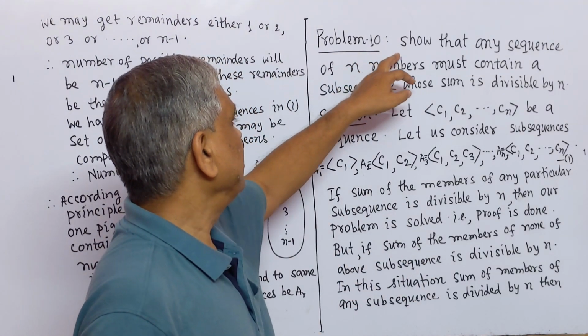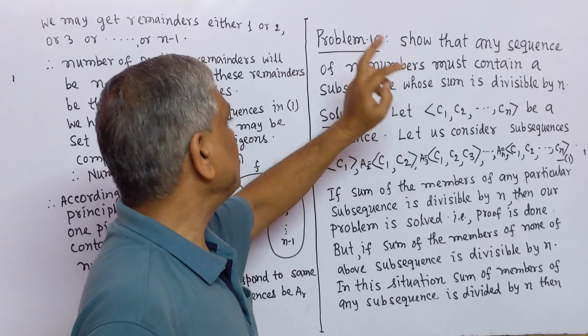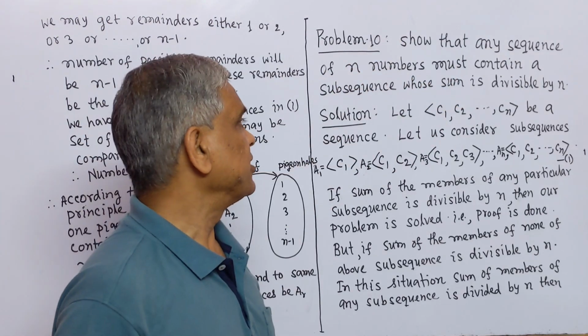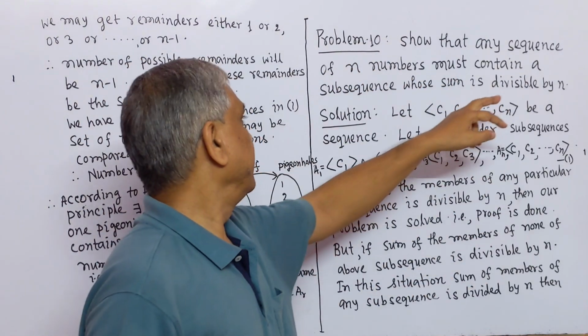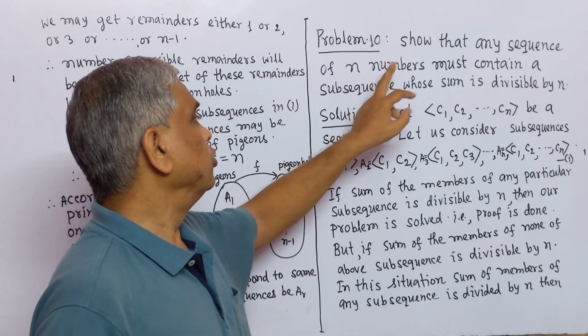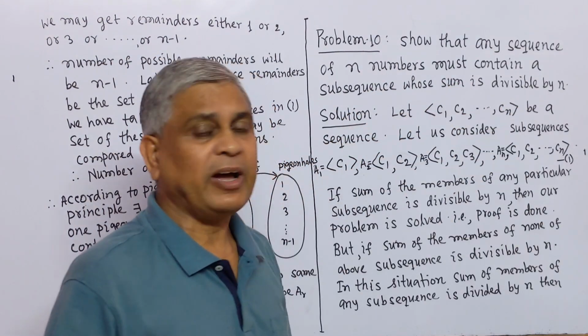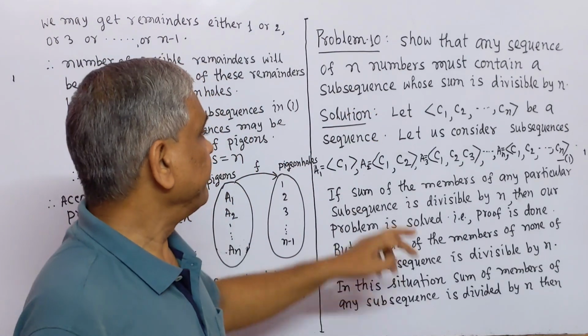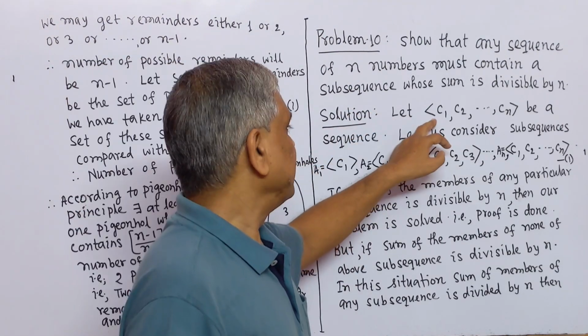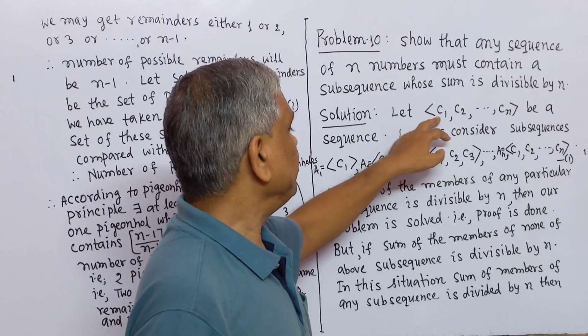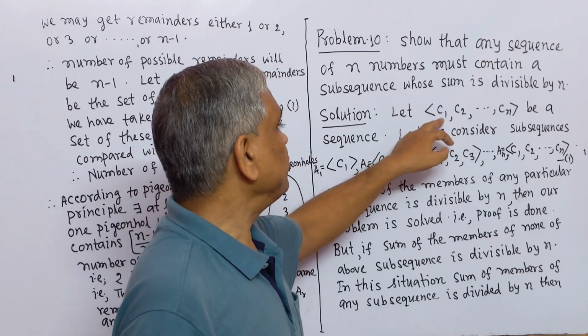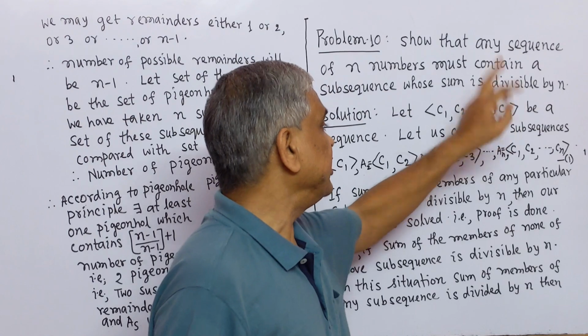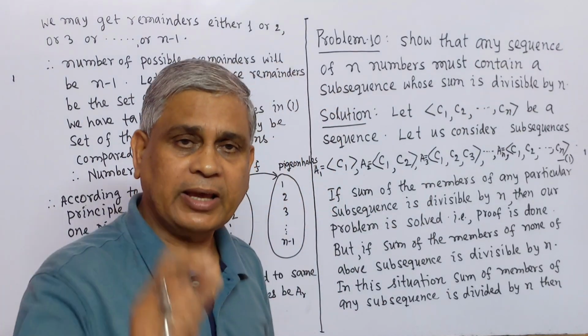Now we solve the next problem. The problem is to show that any sequence of n numbers must contain a subsequence whose sum is divisible by n. Now we solve this. Let this be a sequence containing elements c1, c2, ..., cn. The number of elements is n.